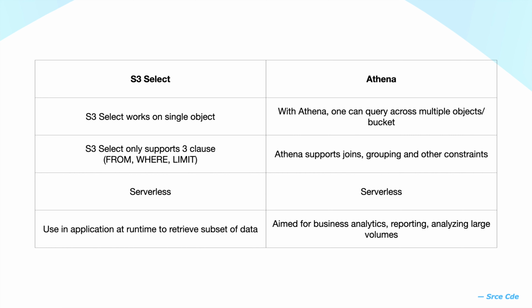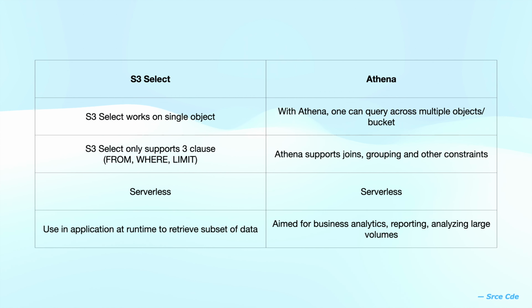However, both are serverless, so they minimize the need to configure and manage servers. Finally, S3 Select can be integrated at runtime with applications. On the other side, Athena is aimed at workloads like business analytics, reporting, analyzing large volumes, and so on. So these are a few of the basic differences between S3 Select and Athena.